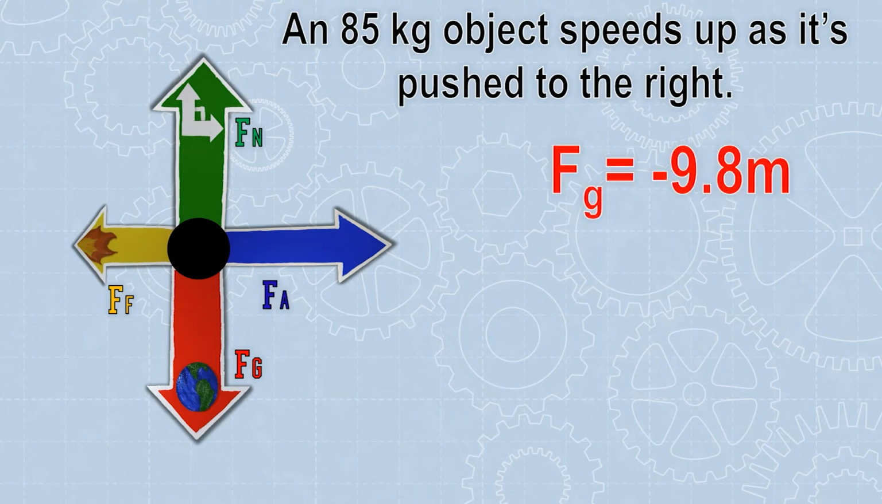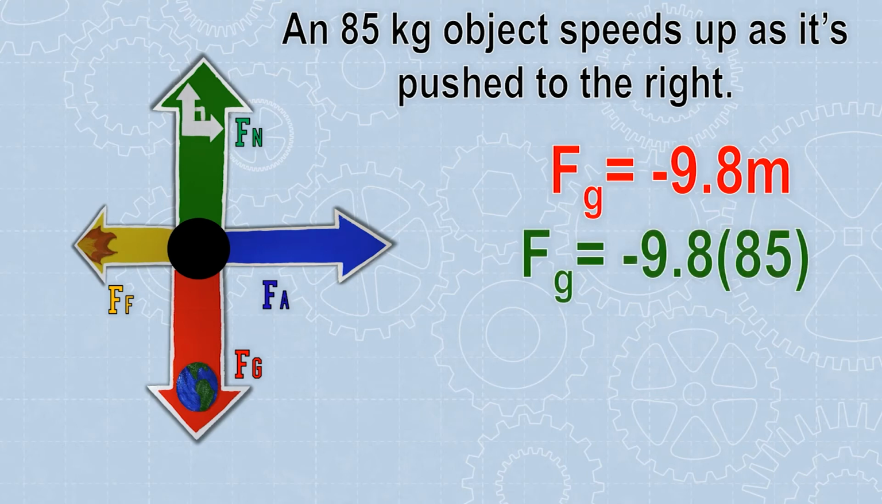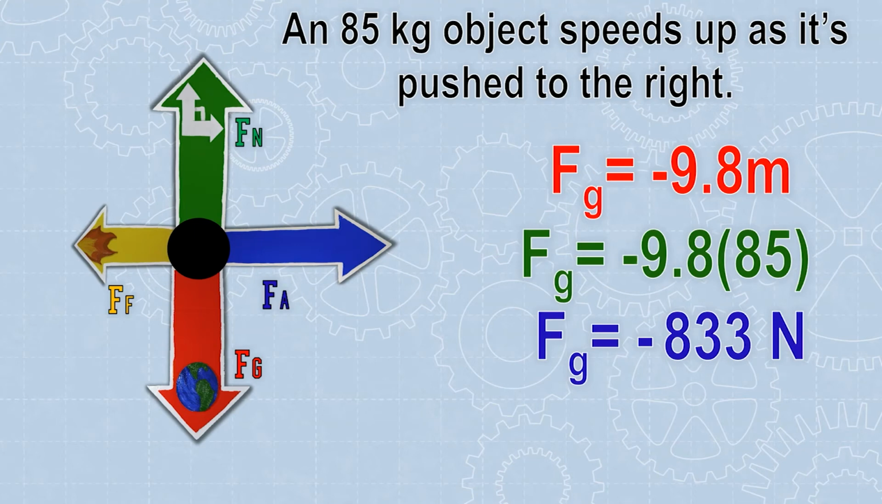Fg, my gravitational force, is negative 9.8 times mass. So I'm going to plug in that 85. That gives me negative 833 newtons. So gravity is negative 833.